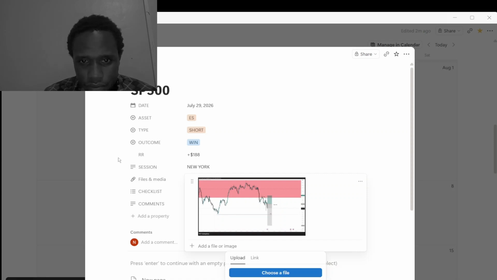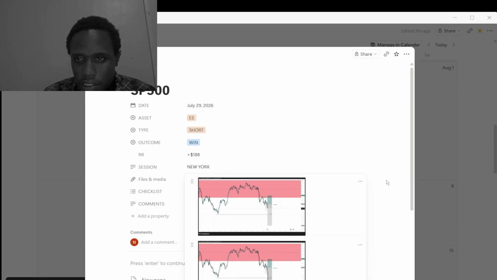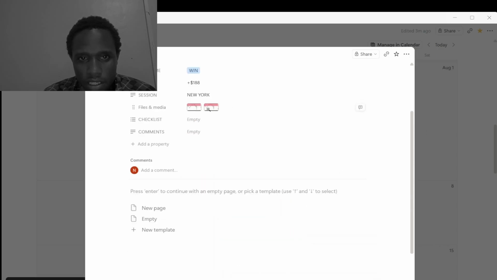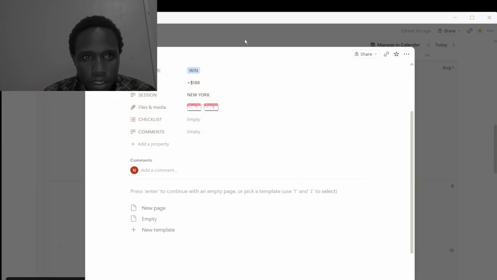So yeah, that will be my second screenshot at the files and media part of my trading journal. And then we can now look at that screenshot that we have added. You will notice that this screenshot has been taken after price has pierced through take profit one. So that is my second screenshot.